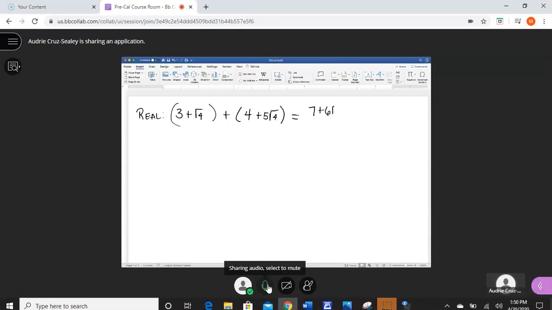It's 7 plus 6 the square root of 4. I'm not stopping to teach real stuff, okay? We should know how to add these numbers together. We're just adding. 3 plus 4 is 7. And if this is 1 the square root of 4 and 5 the square root of 4, if you have 1 Skittle plus 5 Skittles, that's 6 Skittles. So 1 square root of 4 plus 5 square root of 4 is 6 square root of 4.